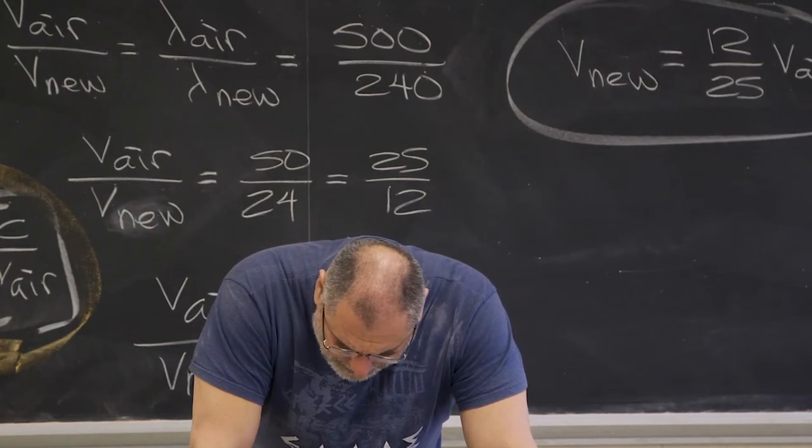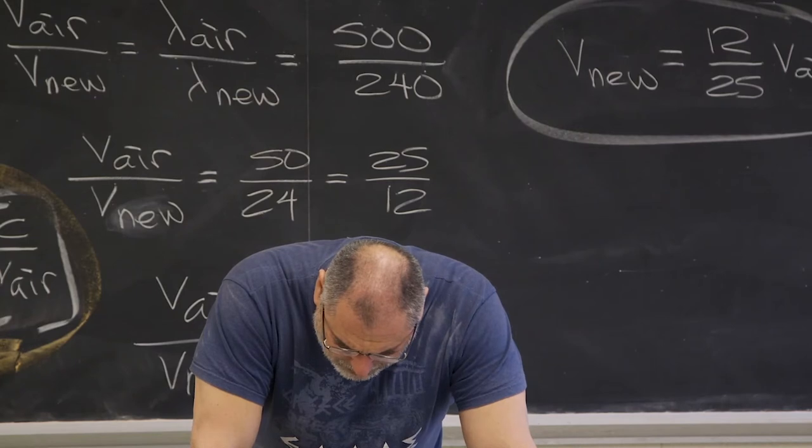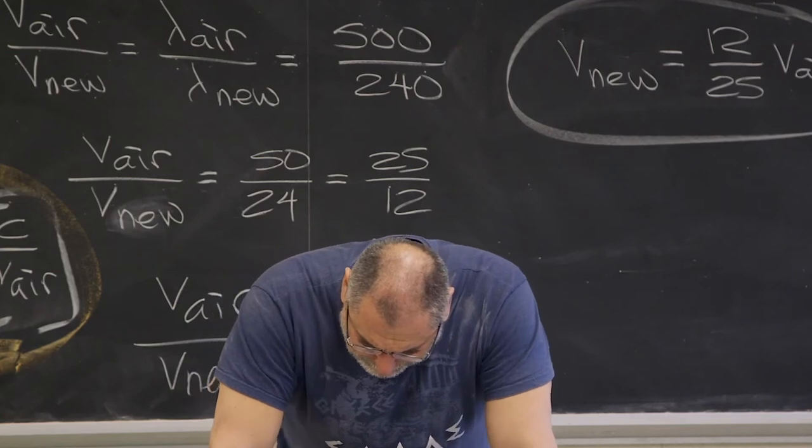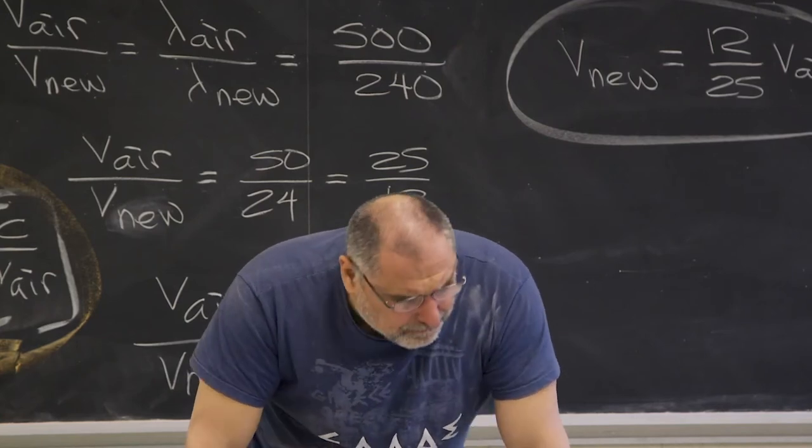B, if the object has a height of negative 10 centimeters because it points below the principal axis, it is inverted. What is the image height HI? And then talk about that. Okay, so let's look at 55.